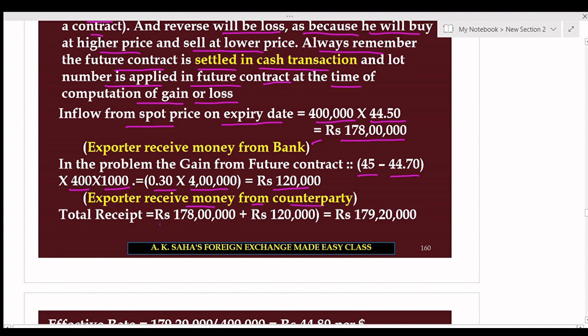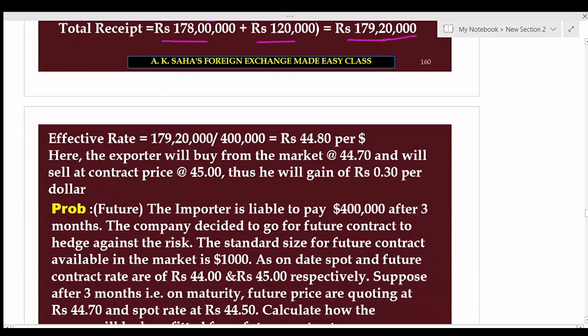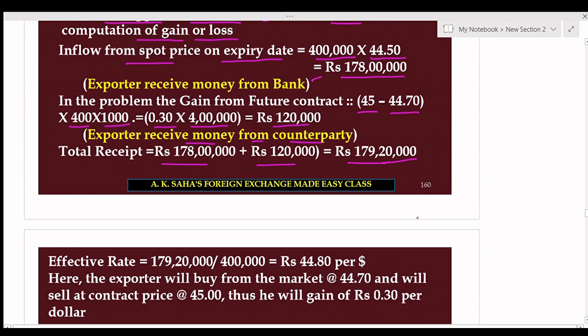Total receipt is equal to 178 lakhs plus 1.20 lakhs is equal to 179.20 lakhs. If it is loss, then the total receipt will be 178 lakhs minus 1.20 lakhs. That will be deducted.